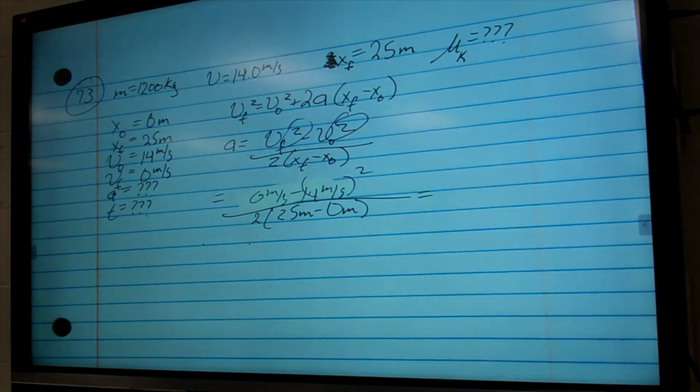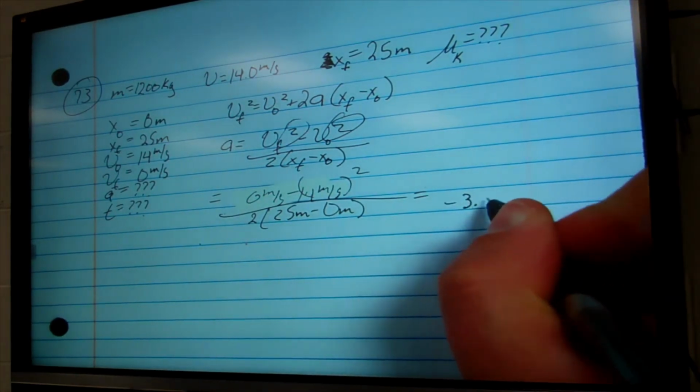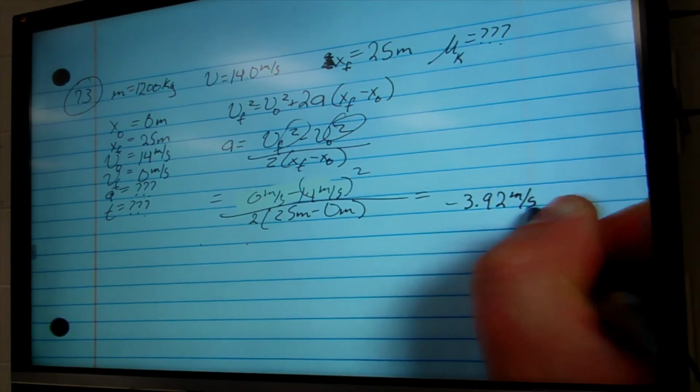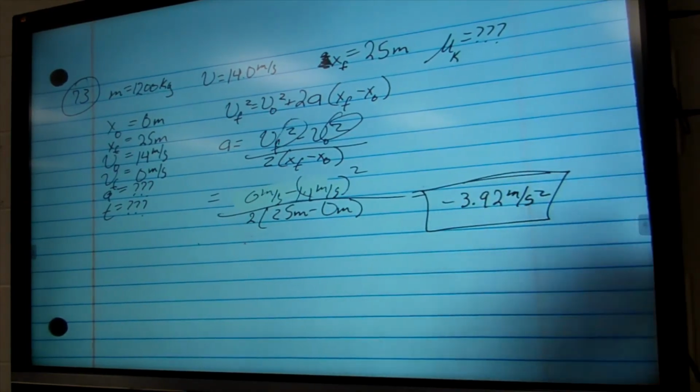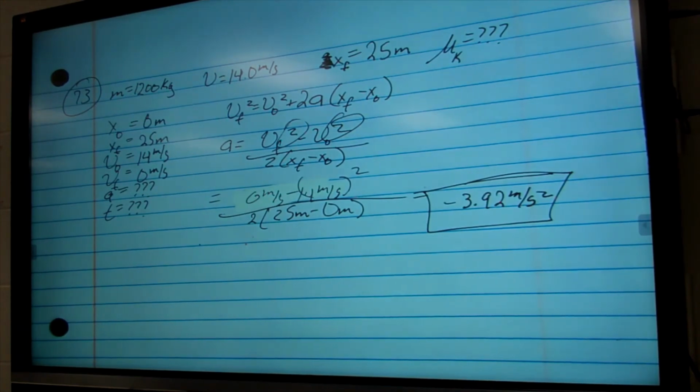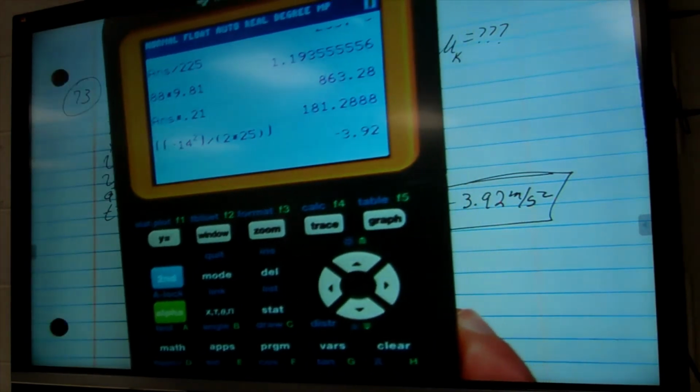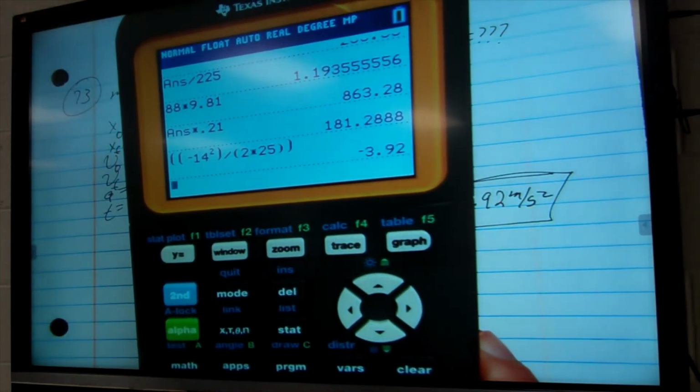Oh, 0 meters per second, squared. And I get negative 3.92 meters per second squared. I got negative 179. Would you type in your calculator negative 14 squared divided by 25? That would be negative 14 squared. That's what I put in. The unit is meters per second squared.